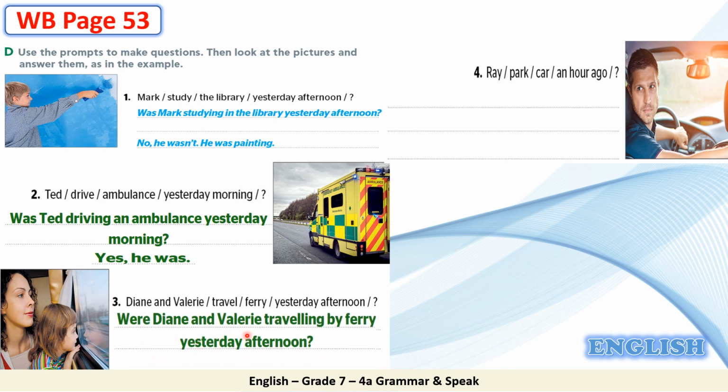Were Diane and Valerie traveling by ferry yesterday afternoon? Well done, students, as Diane and Valerie make a plural subject. So we start the question with were. Now look at the picture. Were Diane and Valerie traveling by ferry yesterday afternoon? No, they weren't. They were traveling by train.